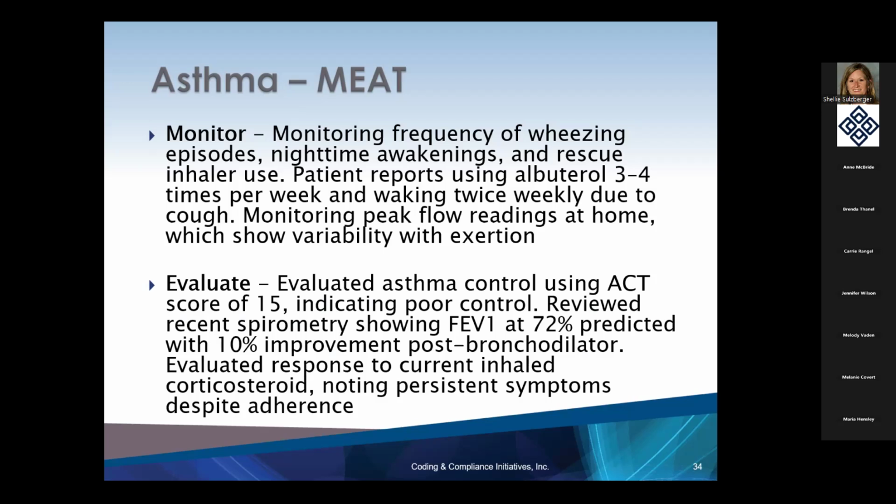You might be reviewing previous PFTs or spirometry. You might be evaluating based upon the inhaled steroid. So this is where providers are interpreting objective data, not just listing it, but truly interpreting or reviewing the report. It's also where our providers might be doing part of the exam. What are they seeing? What are they hearing on the respiratory exam?